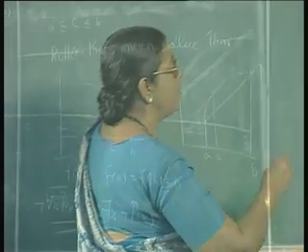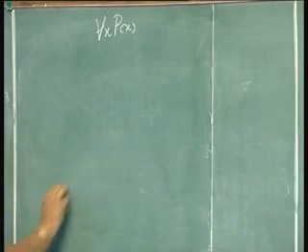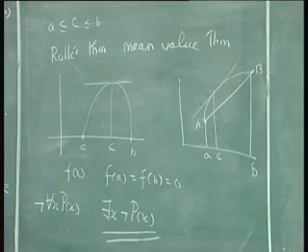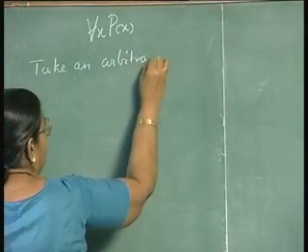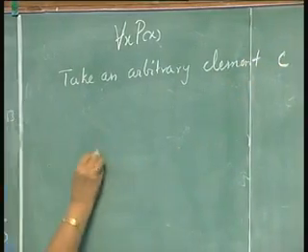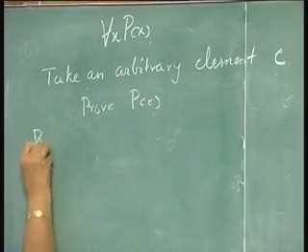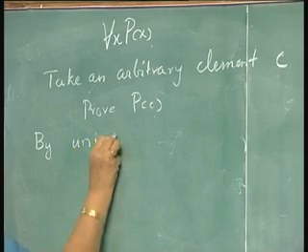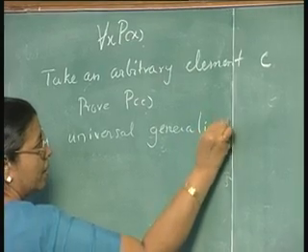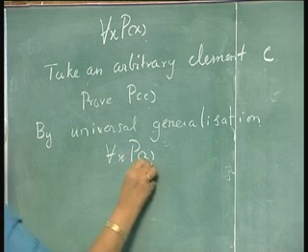Now, if you have the statement of the theorem as for all x, p of x, usually what you do is take an arbitrary element C of the universe and prove p of C. Then by universal generalization you get for all x, p of x.